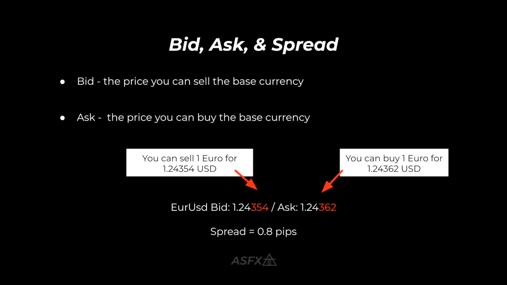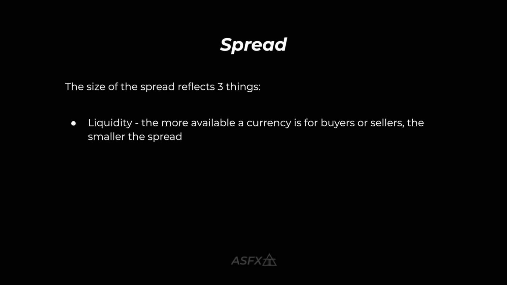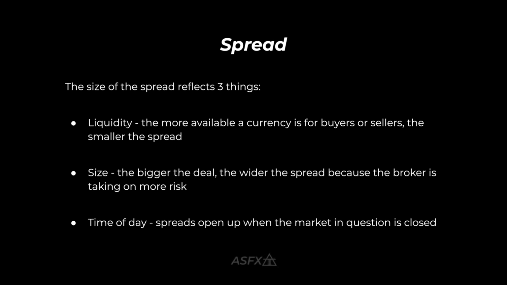The price that you can buy the base currency and the price that you can sell the base currency, and the difference between those is the spread. The size of the spread reflects 3 things, and it's important to understand all 3. First, liquidity. The more available that a currency is for us to buy and sell it, the smaller the spread is going to be. You also understand that size is very important because the bigger the deal, the wider the spread because the broker is taking on more risk.